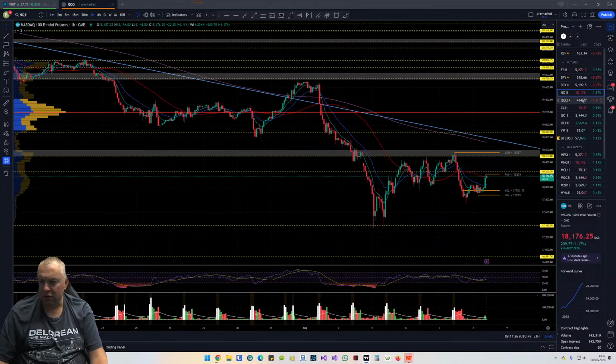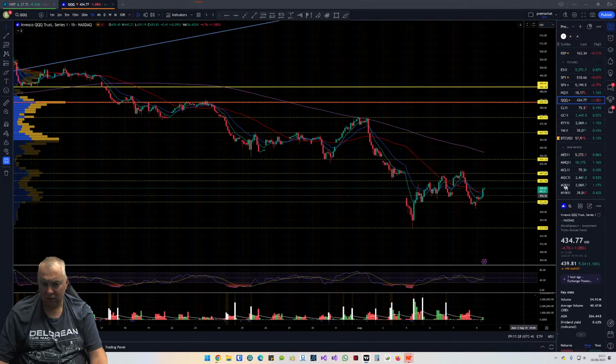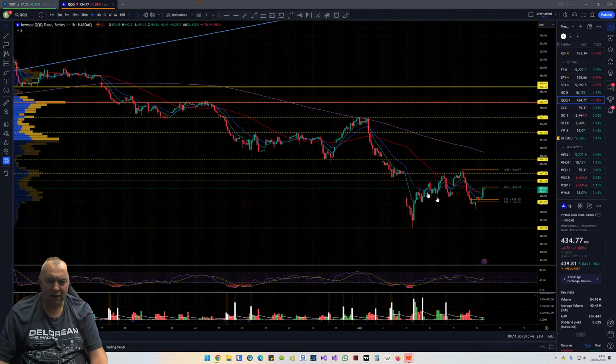Next up is QQQ. Exactly the same. Watching this for the rejection, 447.24. We've got this key area here before we broke down as a gap. We filled the gap yesterday, come back up. I'm looking for a double top to reject down.